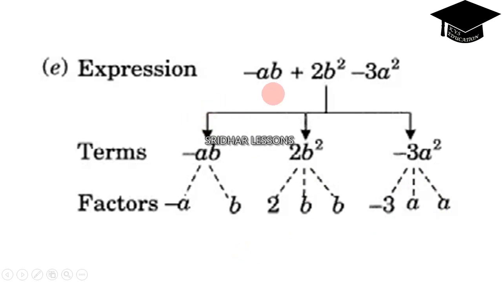Next expression, minus ab plus 2b square minus 3a square. Here the terms are minus ab, 2b square and minus 3a square. If you take the factors, minus ab is minus a into b, 2b square is 2 into b, and minus 3a square is minus 3 into a. Okay.